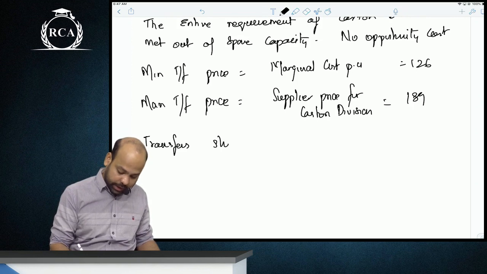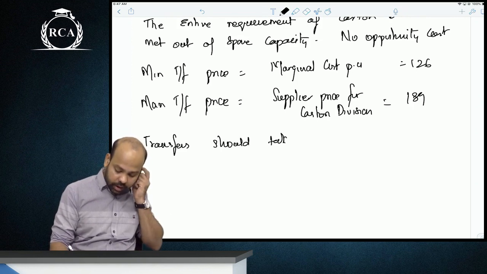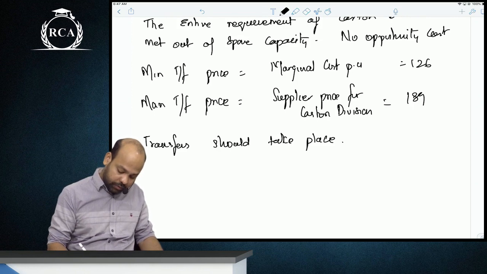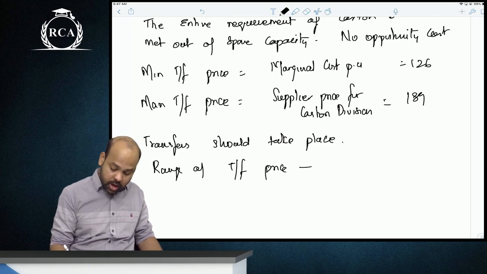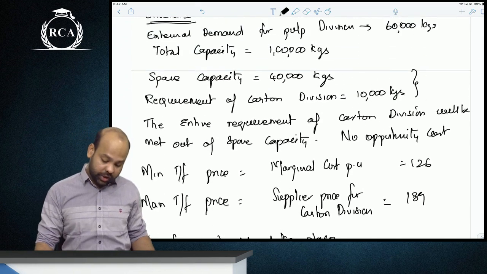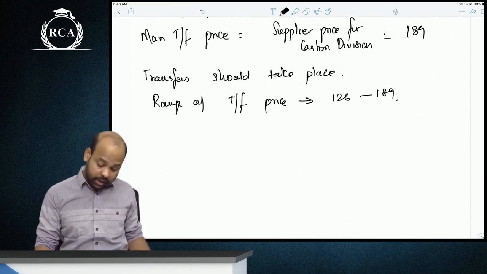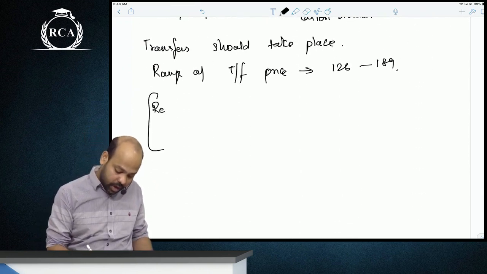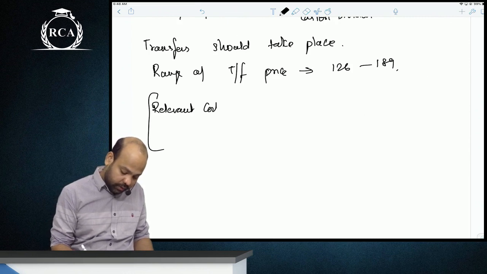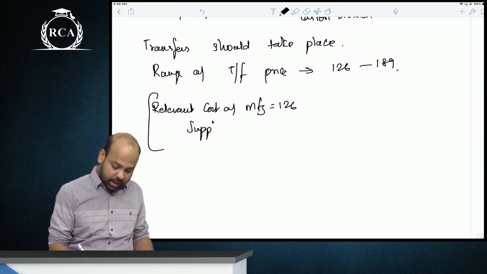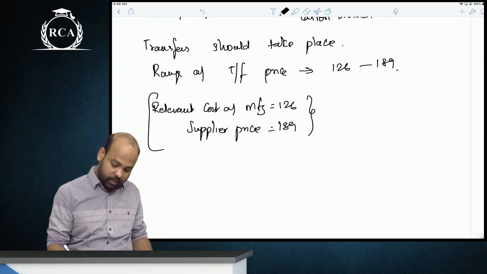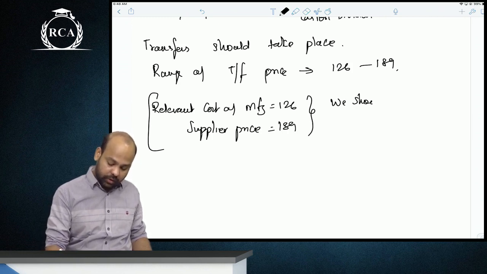Internal transfers should take place, and the range of transfer price at which they will negotiate would be 126 to 189. Please understand, beta. Our relevant cost of manufacturing is 126, whereas the supplier price is only 189. We should manufacture.